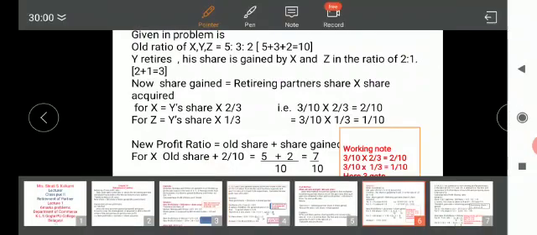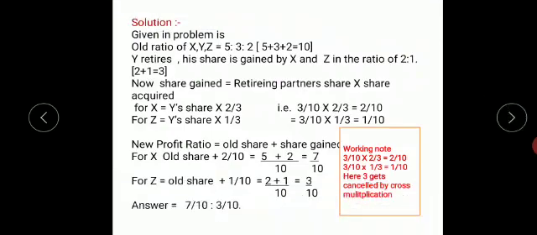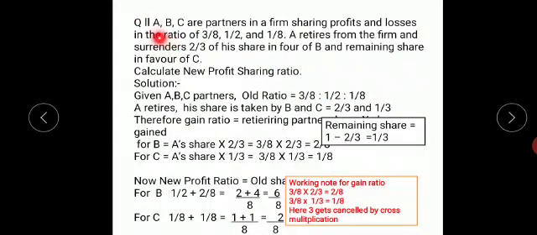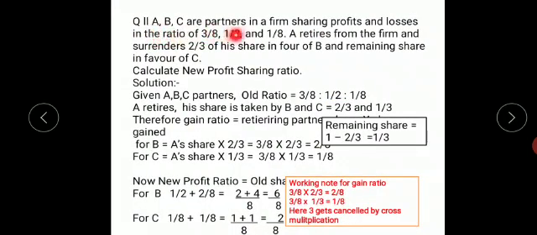Yes, one more problem. Now A, B and C are partners in a firm, sharing profits and losses in the ratio of 3 by 8, 1 by 2 and 1/8. A retires from the firm and 2/3 of his share is taken by B and the remaining portion is taken by C. From this we are going to calculate the new profit ratio.